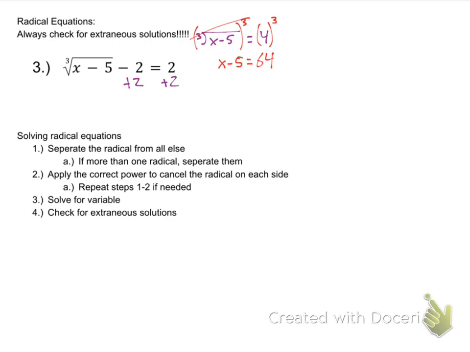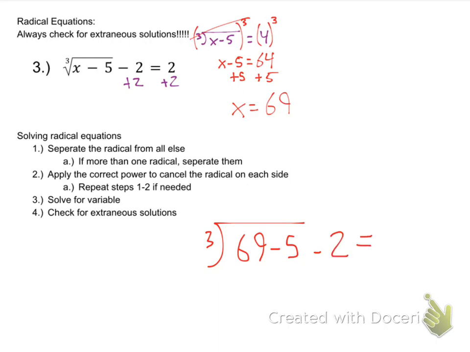And to solve for x, you will need to add 5. So x equals 69. Now, step number 4 says that you better check your answer, because it may not actually work. So I take my work, cubed root of 69 minus 5 minus 2, and it better equal 2.